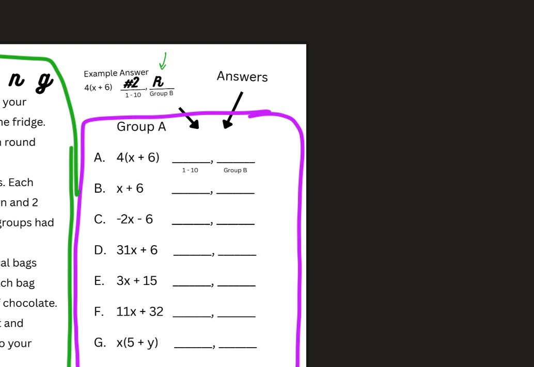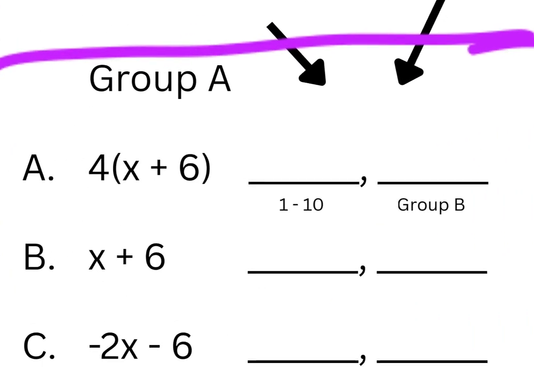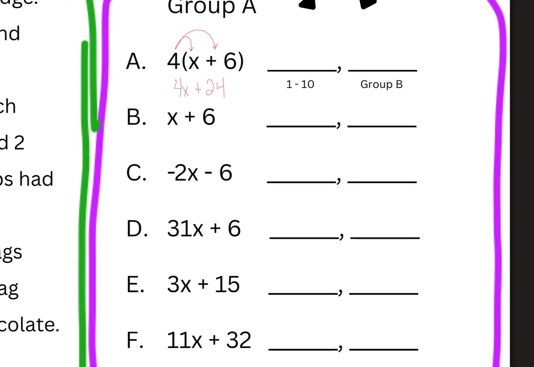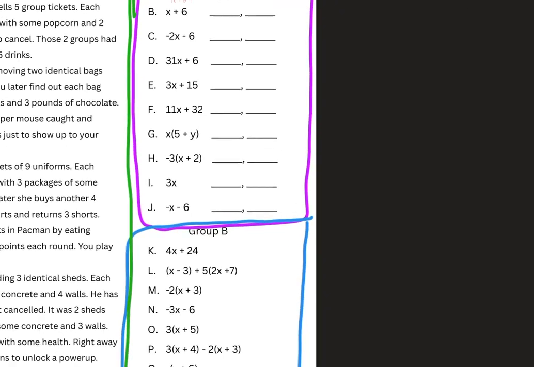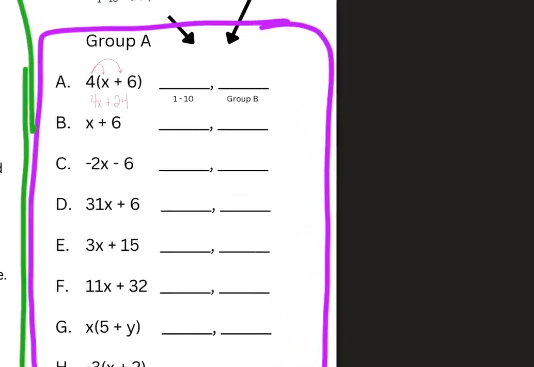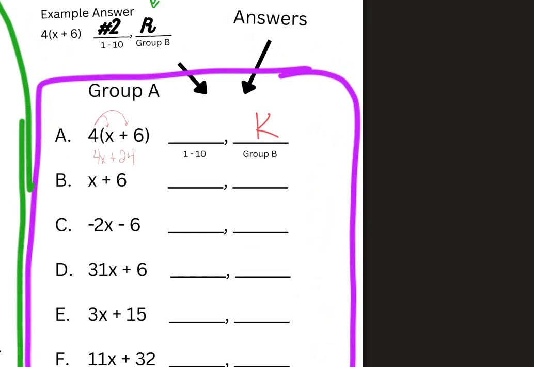So now, how could you get started with this? Well, here's what I recommend. Can you simplify the things that are here? And the answer is yeah. We can distribute this 4 here and here, and we get 4x plus 24. So let's go down here and see if we have a 4x plus 24. And yep, it is right there. So I'm actually going to cross off K, because boom, we are done with K.